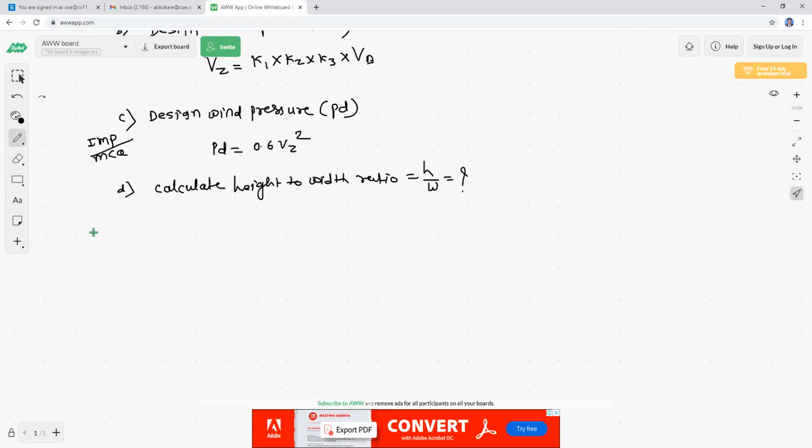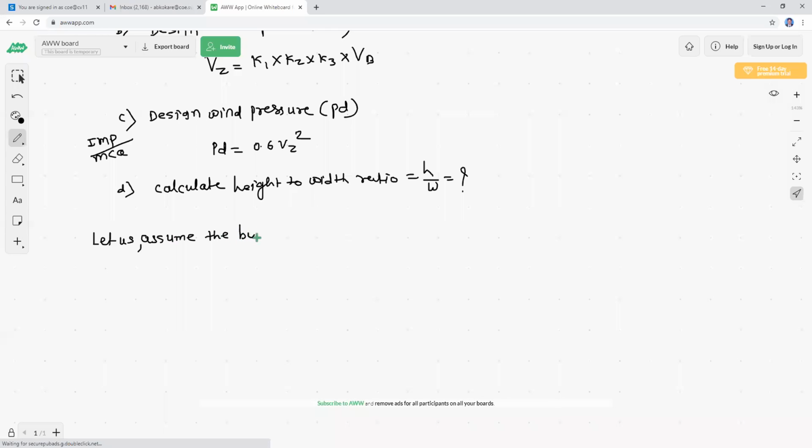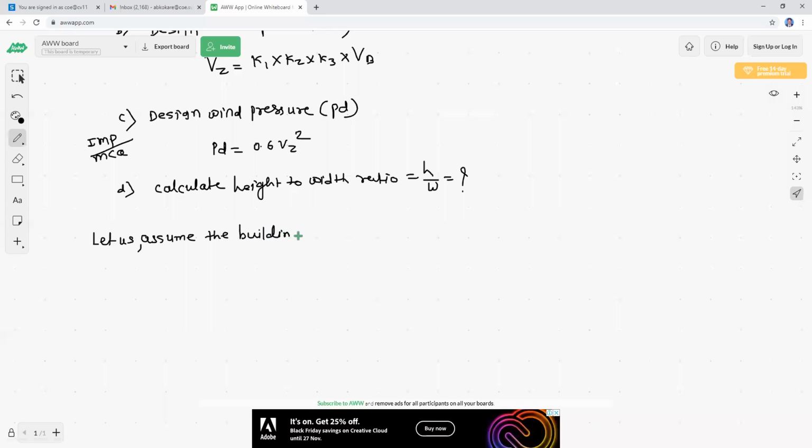Okay, now let us assume the building to have normal permeability.